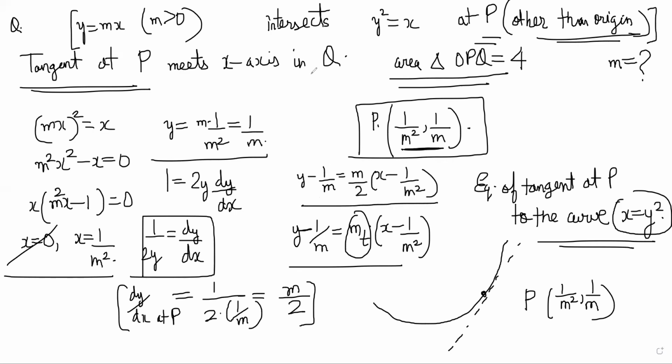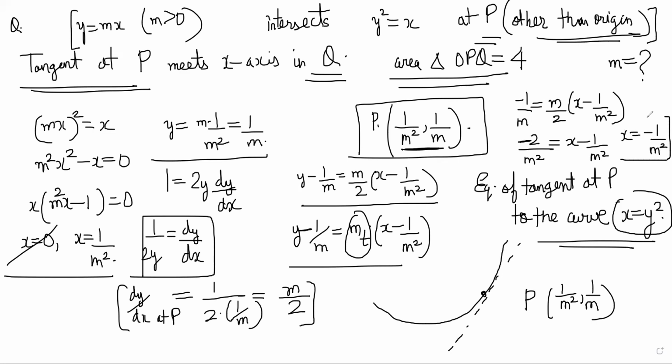It meets the x-axis at Q. That means the y coordinate has to be 0, right? So put y is equal to 0, you'll get minus 1 by m is equal to m by 2 into x minus 1 by m square. You get minus 2 by m square is equal to x minus 1 by m square. So x is equal to minus 1 by m square, right? So Q point is minus 1 by m square comma 0.